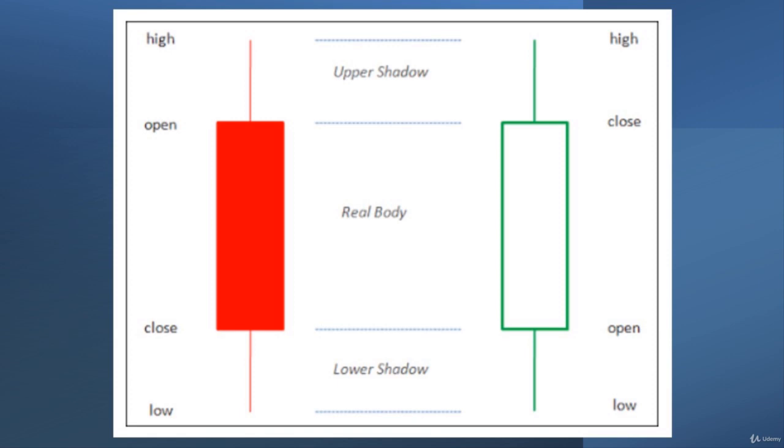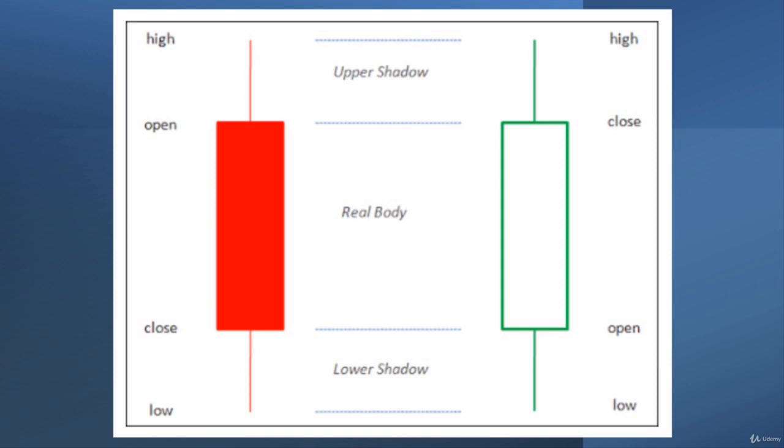Now the body itself tells you something. So on the one on the left, you can see at the very top of the rectangle, at the top of the body, that's the opening price. So that horizontal line would represent what the price was at the opening of the trading day. At the bottom of the rectangle on this one, it would show you the closing price at the end of the day. What is the closing price?